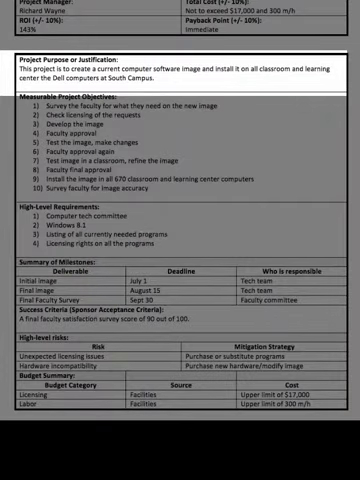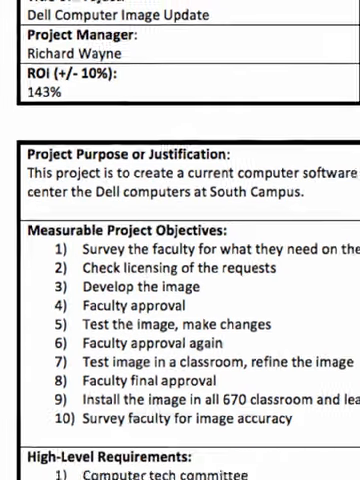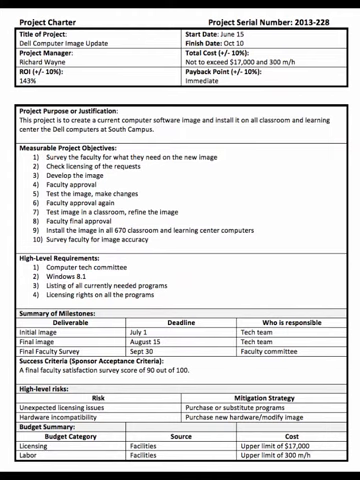You'll notice that the first one is project purpose or justification. Now, this is a good project purpose or justification, and I'll let you read that. The reason we need a current image is not stated, but that's because we actually have a currency as part of our charter as the school. So the idea here is that the project is to create a current computer software image. They're going to create it and install it in the classroom and in all the learning centers on the Dell computers. Notice it's pretty specific. The more specific it is, the better.